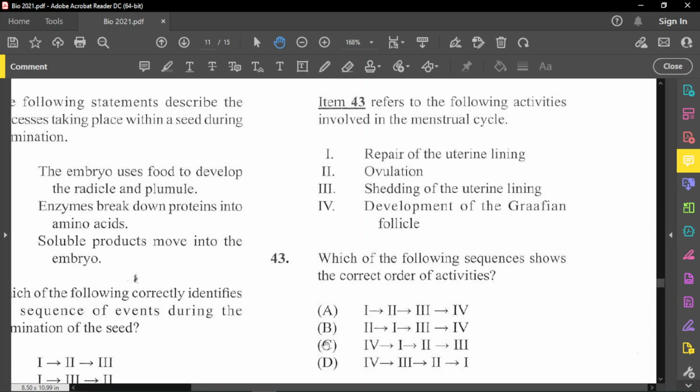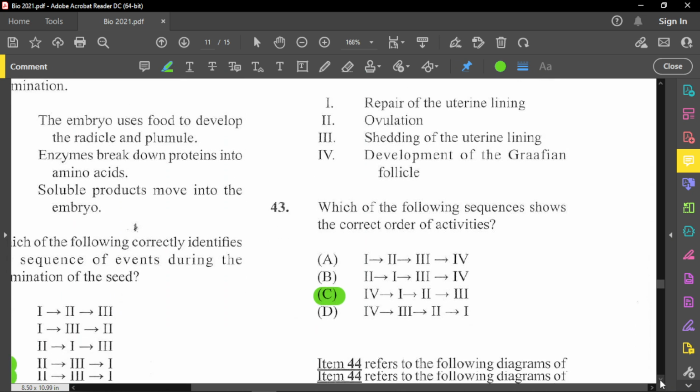So I think C, as a matter of fact, is better than D. And the reason I'm taking out D is that you cannot have repair after ovulation. It doesn't make sense. You repair before you ovulate. All right, and so option C there is correct.